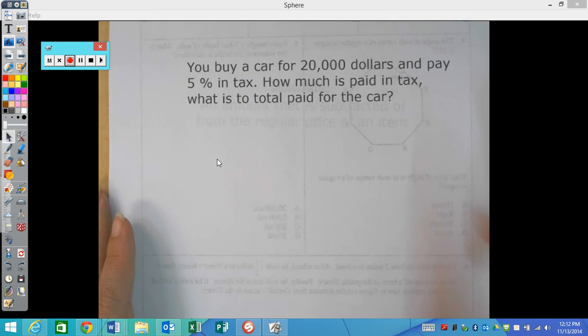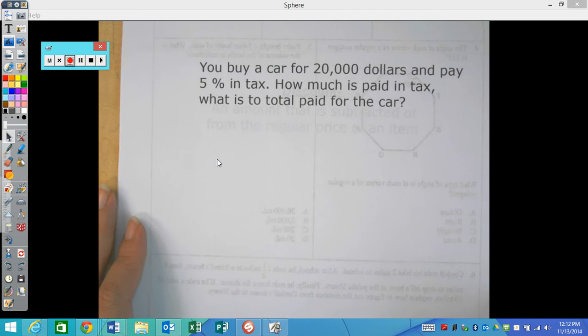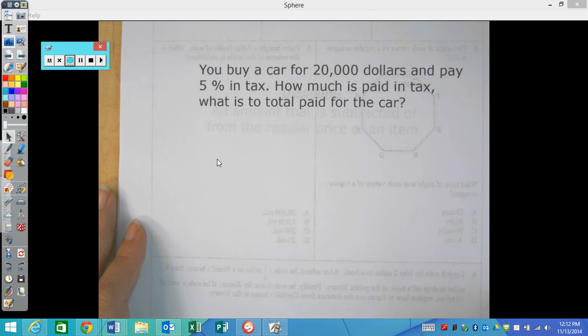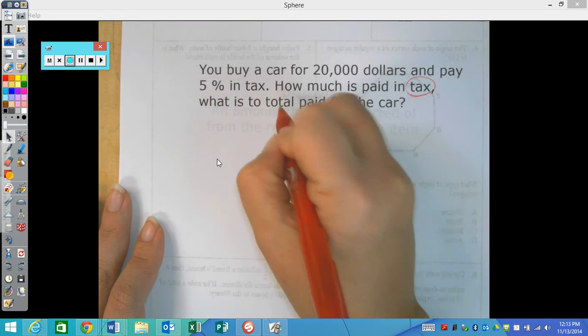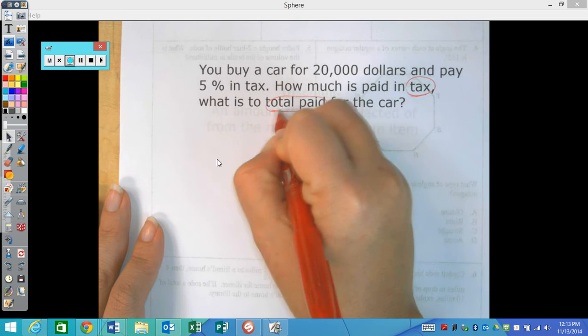So the problem on the inside says you buy a car for $20,000 and pay 5% in tax. How much is paid in tax? What is the total paid for the car? So the first thing we need to realize is there are two questions here. One, how much is paid in tax? And two, what is the total paid for the car?